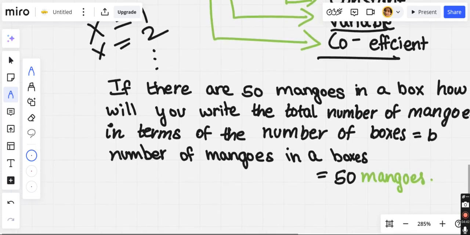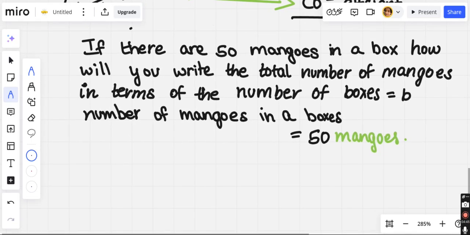Now, let's do one sum. If there are 50 mangoes in a box, and we have only one box here, how will you write the total number of mangoes in terms of box b? They're asking how many mangoes are there in box b. As it is algebra, let me tell you clearly, it's going to be a one line answer.